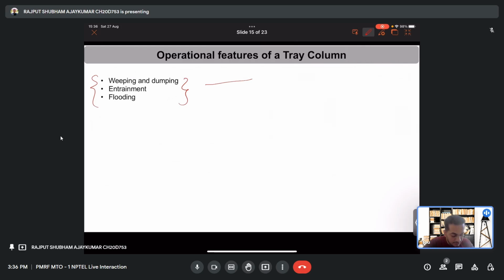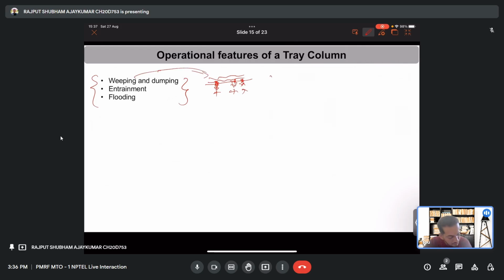Okay, so if the gas pressure... if you say these are the openings, and this is the gas that is flowing, and the liquid is on the top of that. If the gas vapor pressure is very low as compared to the liquid on the top of the tray of the column, the liquid will try to perforate through this. So the liquid tries to weep down. This concept is known as weeping.